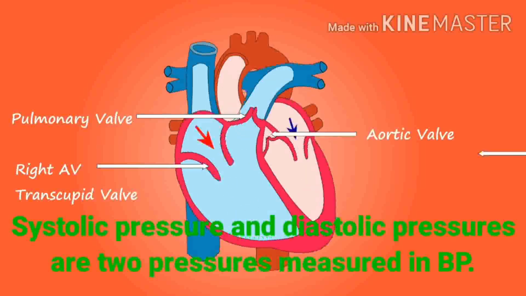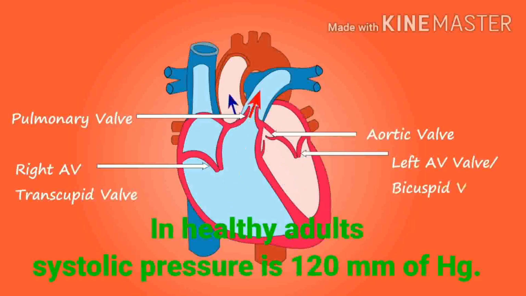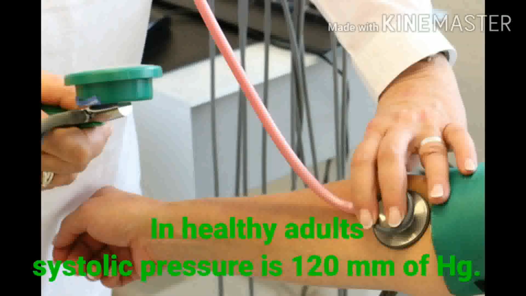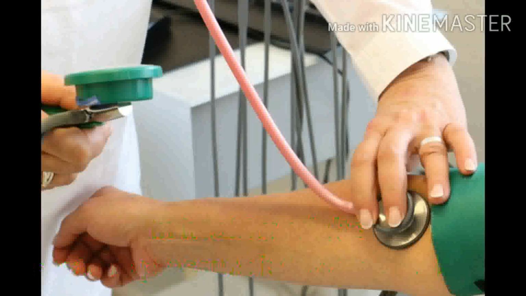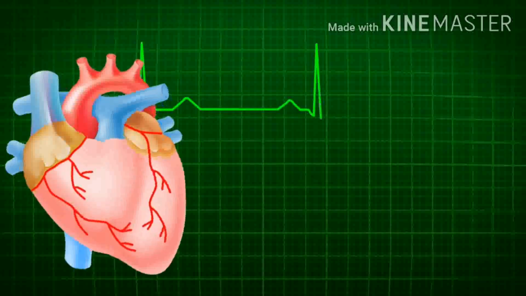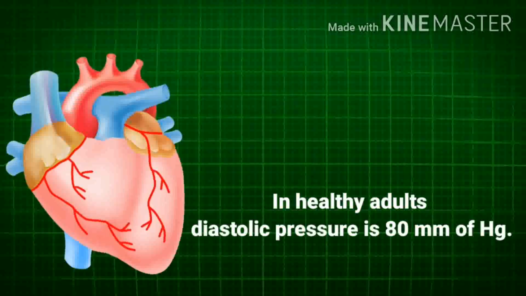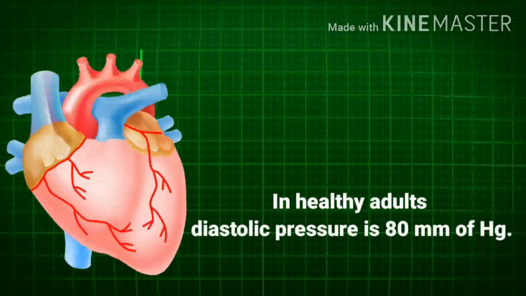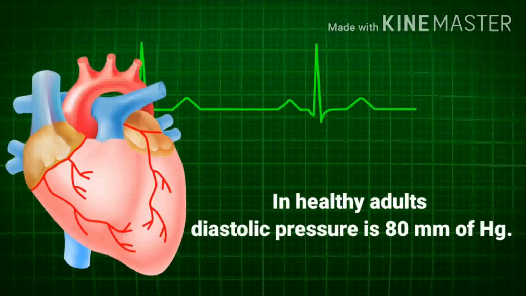This is called systolic pressure. For a healthy young adult, it will be 120 mm of Hg. Here, mm means millimeters, Hg means hydrargyrum, that means mercury. When you observe the sphygmomanometer, you can find a centimeter scale and mercury level. The second reading is taken during the resting period as the ventricles refill with the blood. This is called diastolic pressure. It will be 80 mm of Hg.